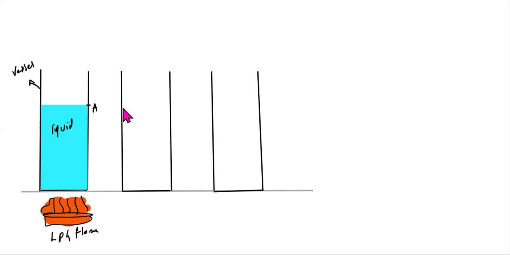First, as this supplies heat, the vessel will expand, because this vessel is a solid. Afterwards, it will transfer the heat to the liquid. Because of that, the level of liquid inside the vessel will slightly decrease, will fall off. So it will come to B.